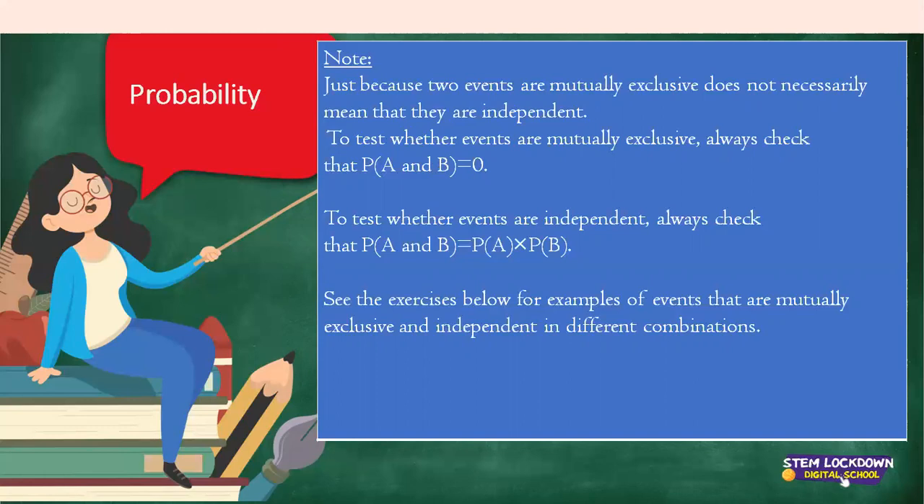Okay, and then to test if two events are independent, we try to prove that the probability of A and B is equal to the probability of A multiplied by the probability of B. Okay, so if the probability of A multiplied by the probability of B is equal to the probability of A and B, then they are independent. Okay, so let's see more examples.